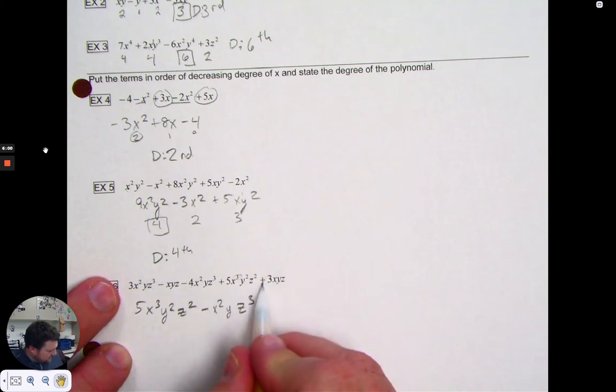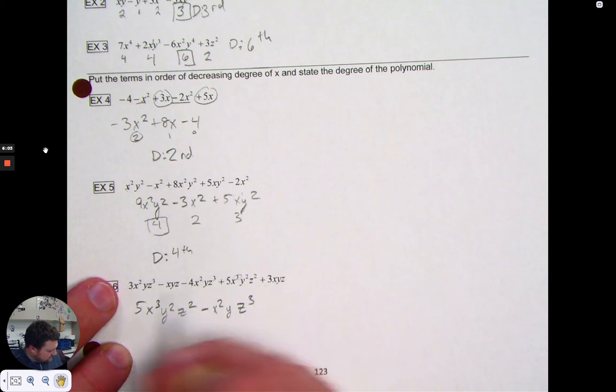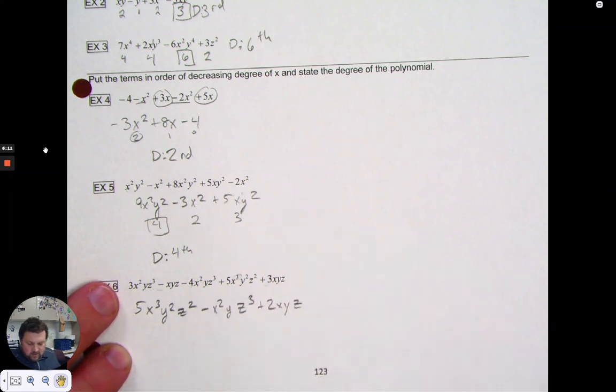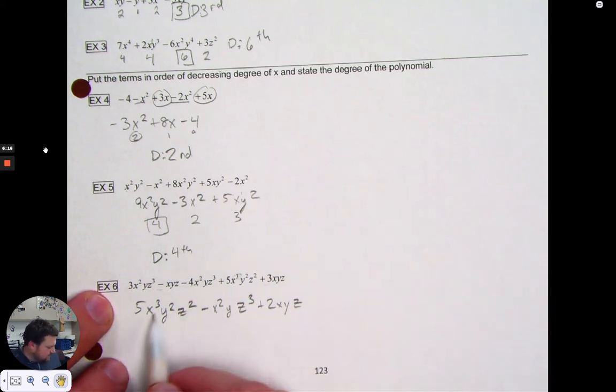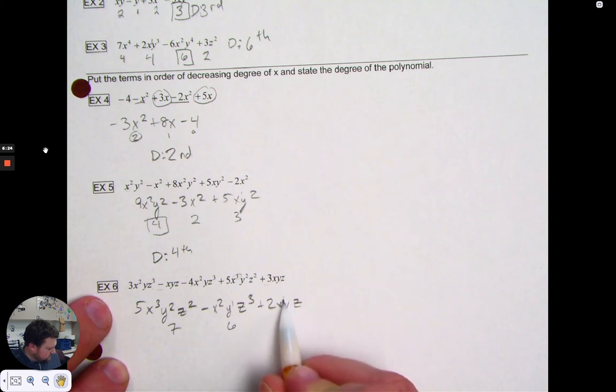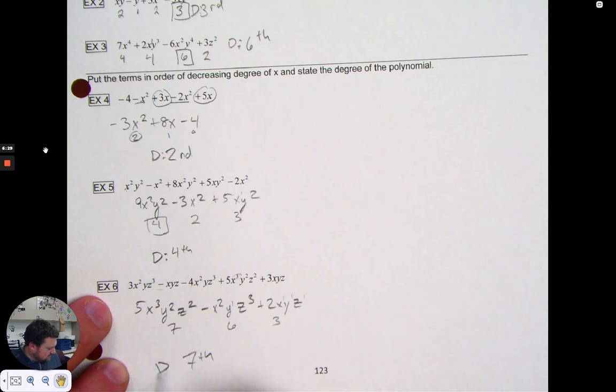Then we have a positive 3xyz and a negative 1xyz. Positive 3, negative 1 leaves us with a positive 2xyz. So then I go through and I look at my exponents to add them together. 3 plus 2 is 5, plus 2 is 7. 2 plus 1 plus 3 is 6. And then this would just be 1, 1, and 1, so that gives us 3. So this is a 7th degree.